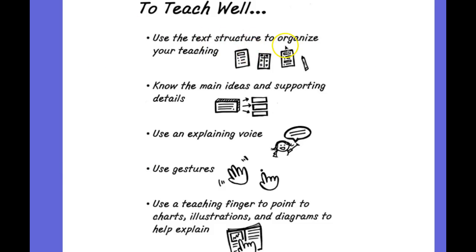So these things, you need to use a text structure to help organize. You're going to pretend that you're teaching somebody else, and you're going to use a text structure to organize your teaching. You're going to know your main idea and supporting details. You're going to use an explaining voice and use gestures. And you're going to use a teaching finger to point at charts or illustrations and diagrams. So by the time you're done with this, you should be able to point out main ideas and supporting details. Show what charts and illustrations help with this, and you should be able to teach a partner in class.